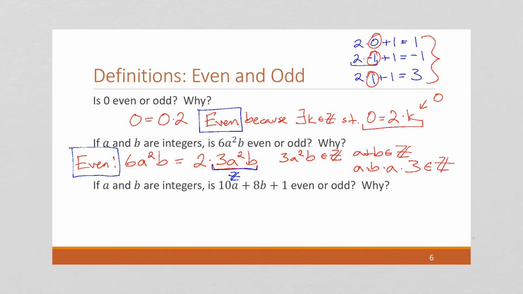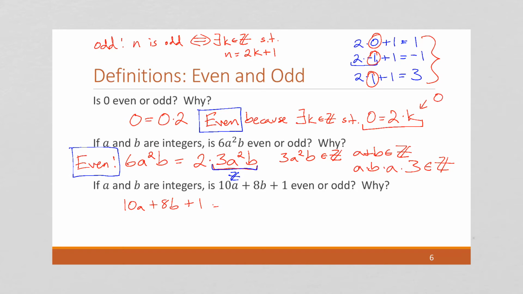Odd. Excuse me, I totally gave that away. If a and b are integers, is 10a plus 8b plus 1 even or odd? Well, remember the definition of odd was that n is odd if and only if there exists some integer k such that n equals 2k plus 1.